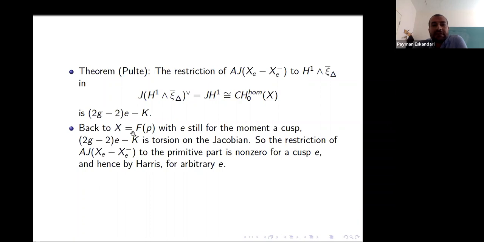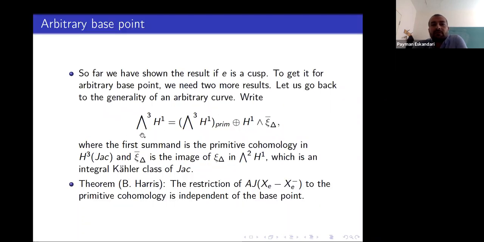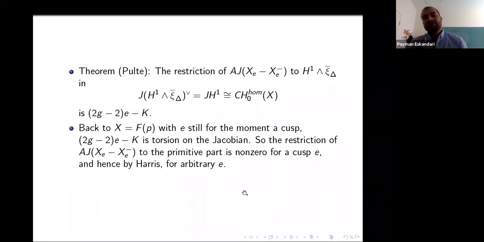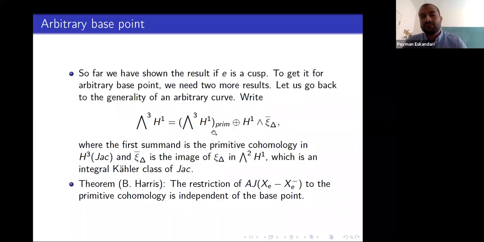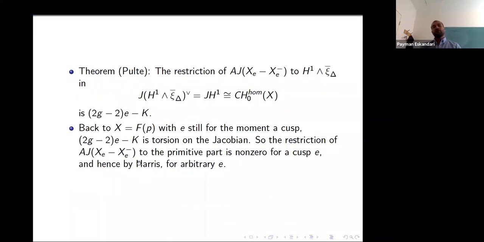And then what we get is that the image of the Abel-Jacobi here was non-zero, so the restriction to this portion is non-zero, right? But the restriction to this portion is actually independent of the base point by Harris. So now we get that that component is actually non-zero for any base point, and hence the Abel-Jacobi of the Ceresa cycle is non-zero for any base point.